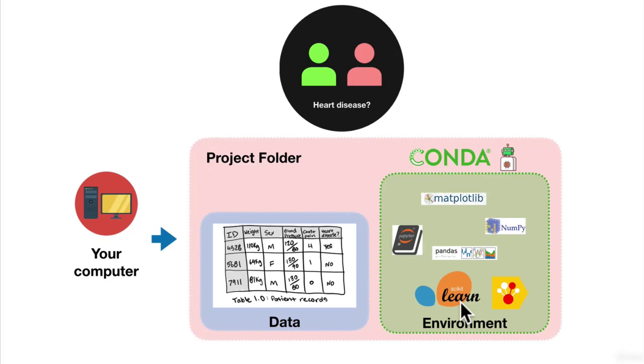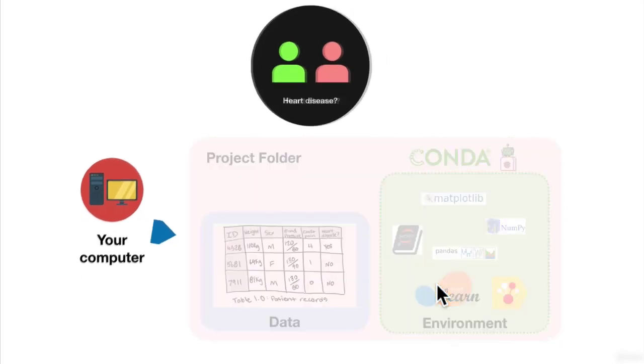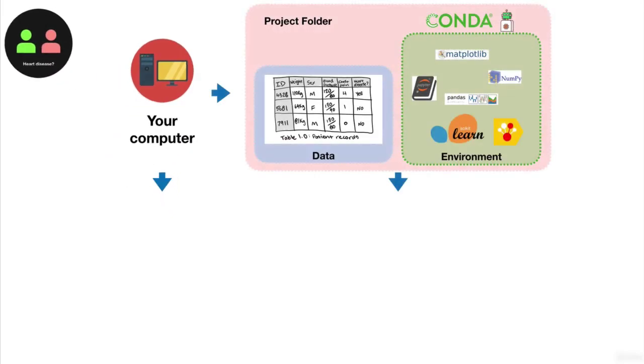Now, why is this helpful? Why would we do it in this kind of way? Well, here's where it comes in handy. Say, for example, you're working on your heart disease project. Since much of machine learning is experimental, you might be using a number of different tools for a single project. Now, what if someone else wanted to start working on what you're working on with you?